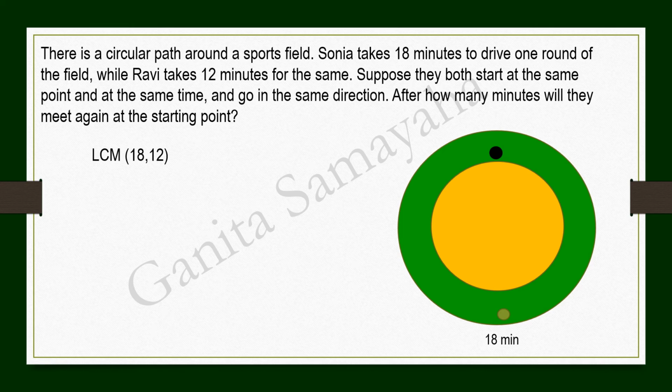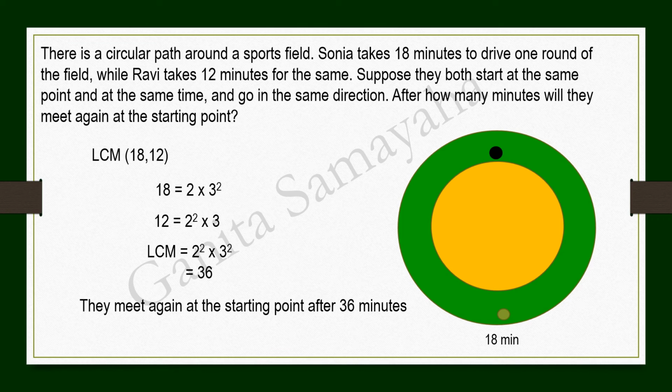So on finding the factors, we find that the LCM is 36. So at the end of 36 minutes, they will be at the same point. That is how we also analyzed it logically. Isn't it, children? So they meet again at the starting point after 36 minutes. So we have tried to understand how we can find the HCF and LCM by the factorization method, and how we can use this to solve some word problems with respect to LCM.